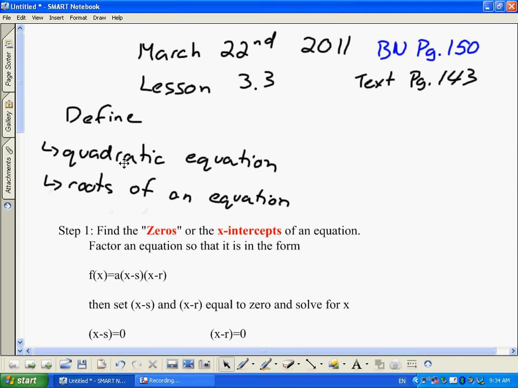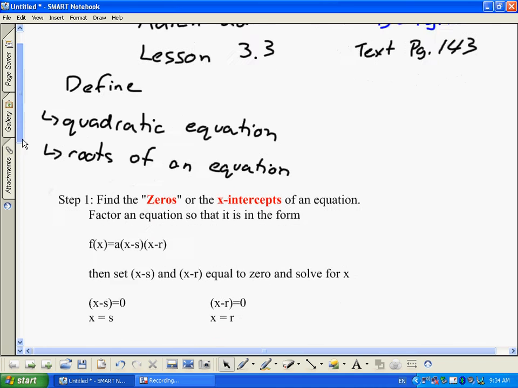So today is March 22nd, 2011. You guys copy this in your blue notebook, page 150. It's from your textbook, the two definitions.